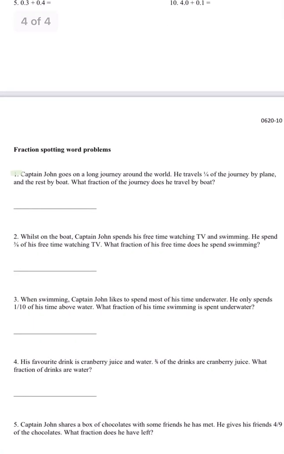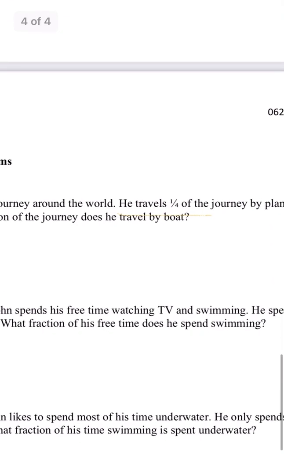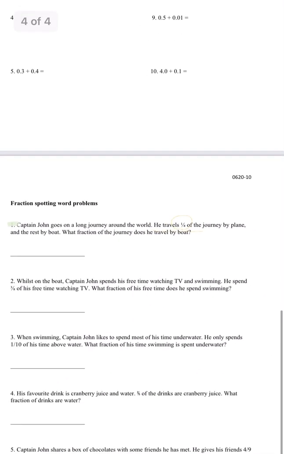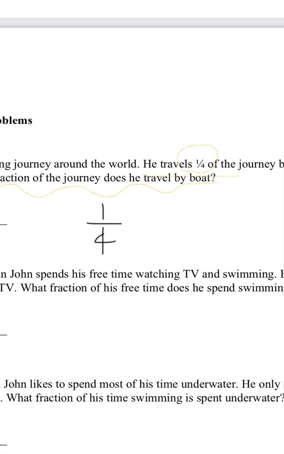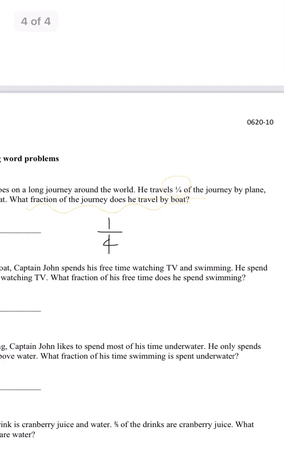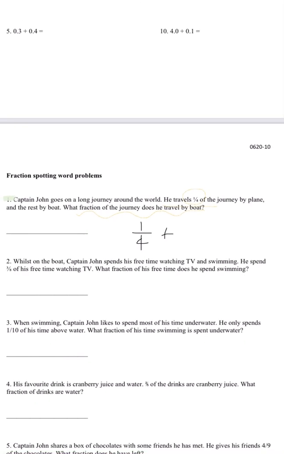So Captain John goes on a long journey around the world. He travels 1/4 of the journey by plane, okay, and the rest by boat. What fraction of the journey does he travel by boat? Okay, so we know he traveled 1/4 of his journey by plane, right? And then the rest by boat.